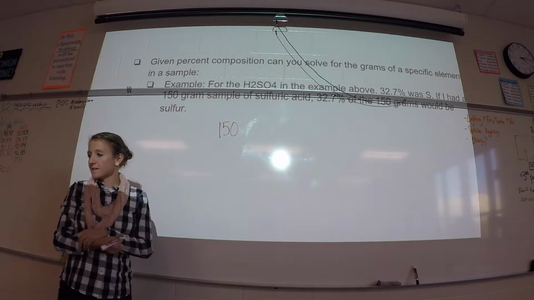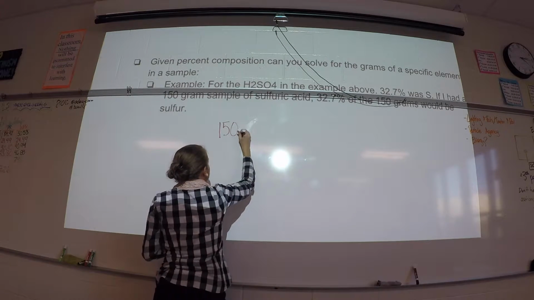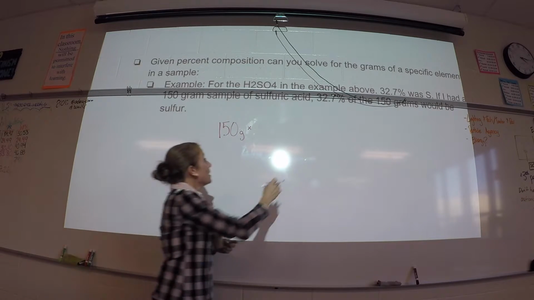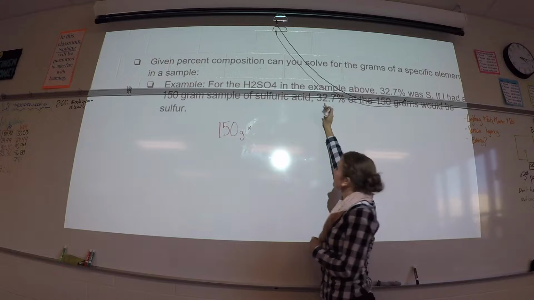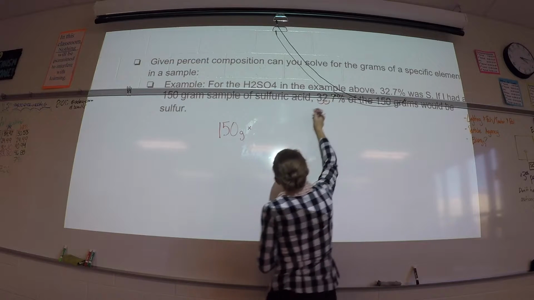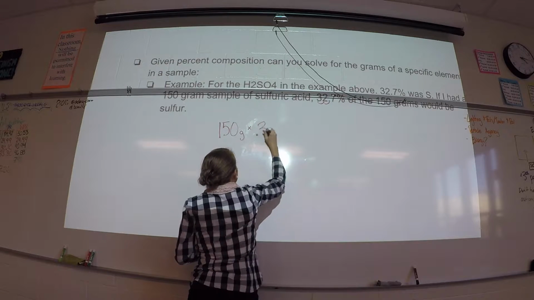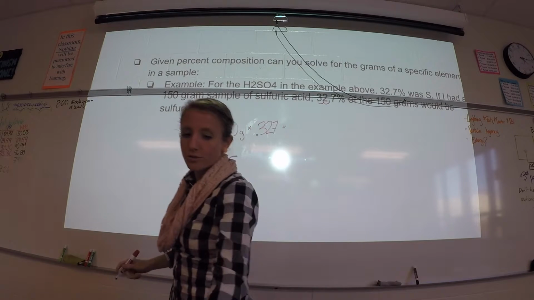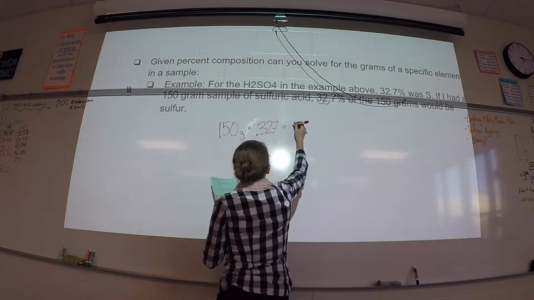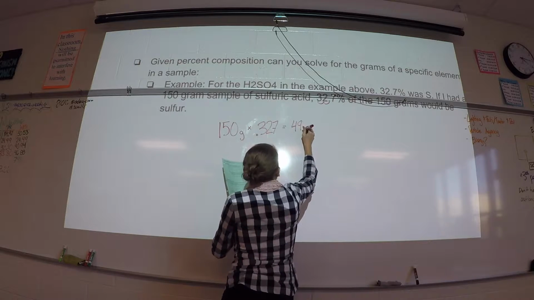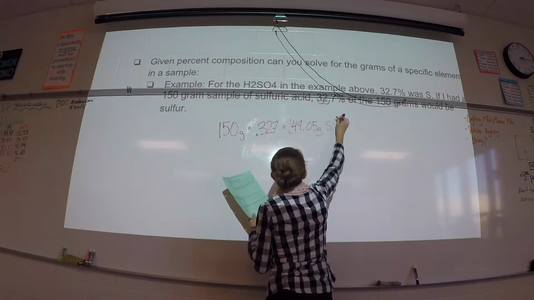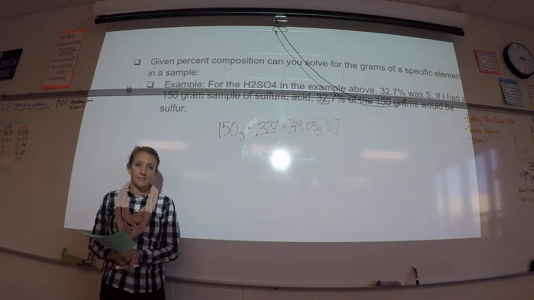Take the total mass of 150 grams, and we're going to times that by the percent, but we have to change the percent back to a decimal. So you're going to times it by 0.327, and in the end you should have got 49.05 grams, and that is your answer.